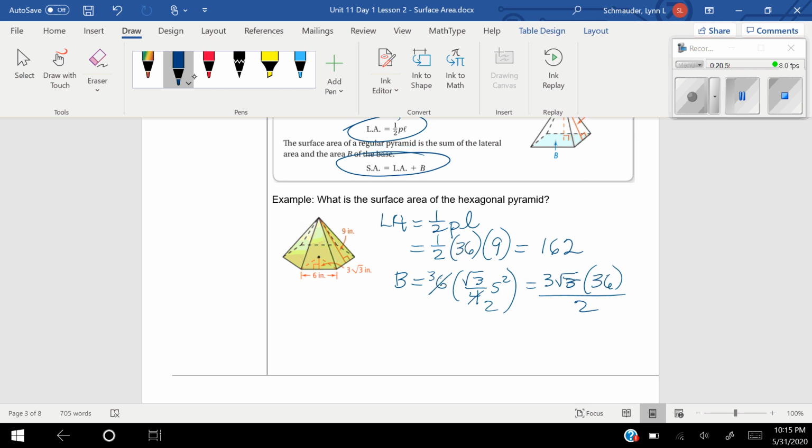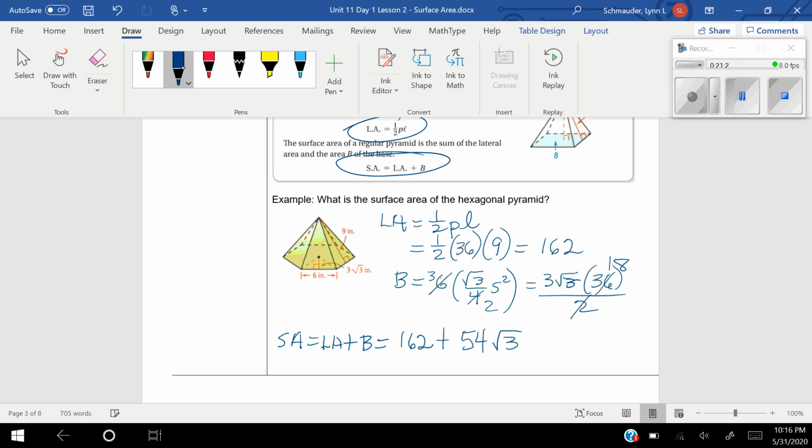So let's simplify this a little bit. Surface area is lateral area plus the area of the base. The lateral area is 162. The area of the base is, let's see, that'll be 18. So 54 times the square root of 3.